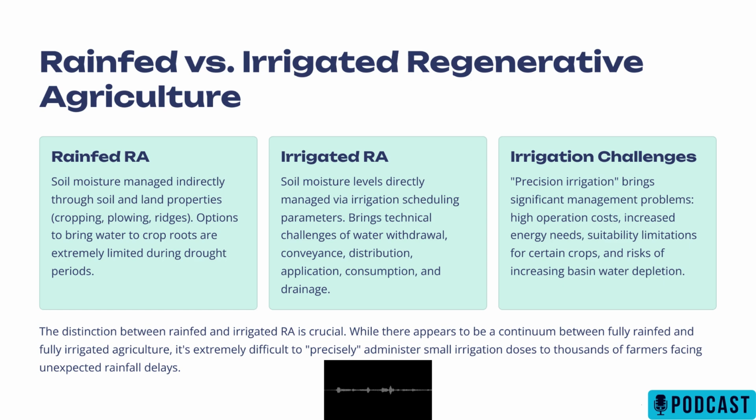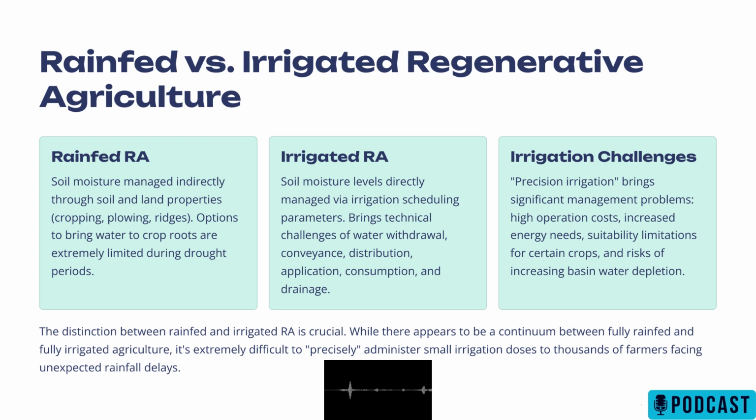And what about things like drip irrigation? Isn't that often touted as a solution? Precision irrigation? It is, and it can be very efficient at the field level. But the article raises several cautions. High upfront costs can be a barrier, especially for smallholders. It often requires more energy for pumping, which has carbon footprint implications. It's not suitable for all crops or soil types.